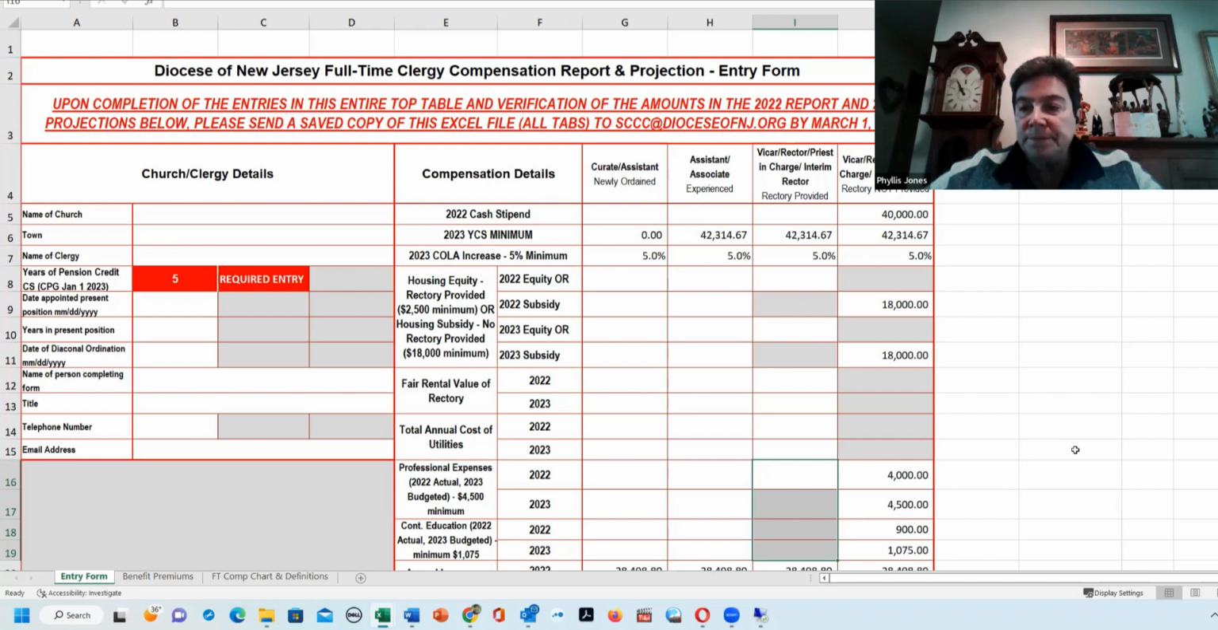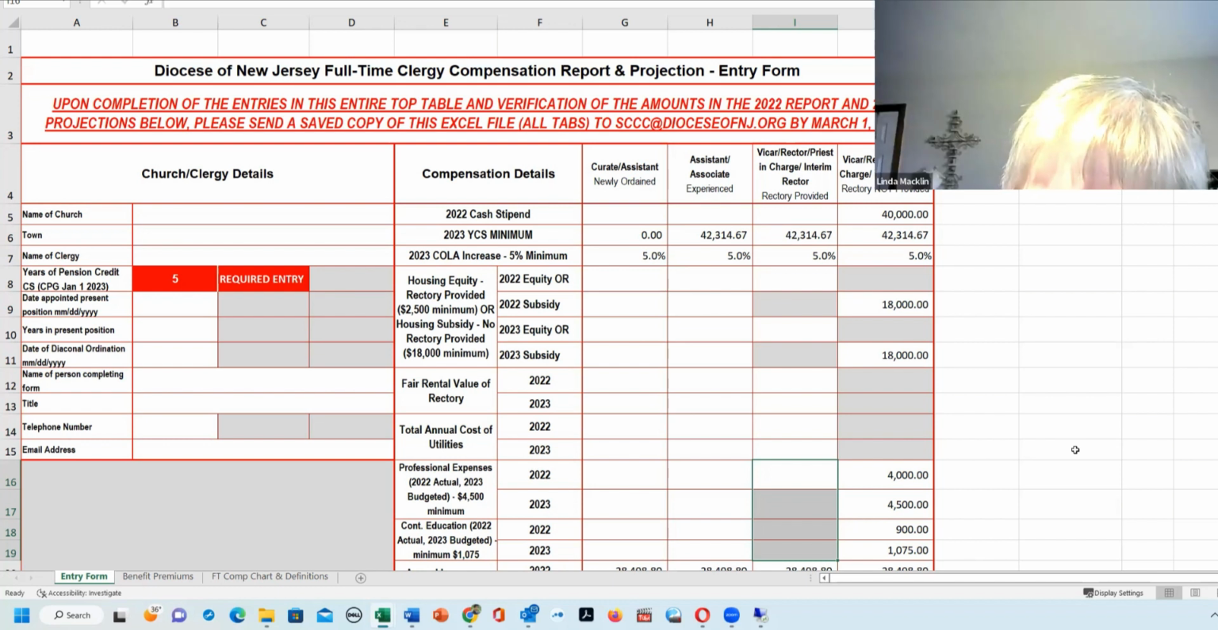Linda? Yes. With the rectory, you're asking for the retail value, the fair market value, which I know I can get on Zillow for our rectory. What happens if that's not the amount that we're collecting in rent, that our rent is a lot lower?